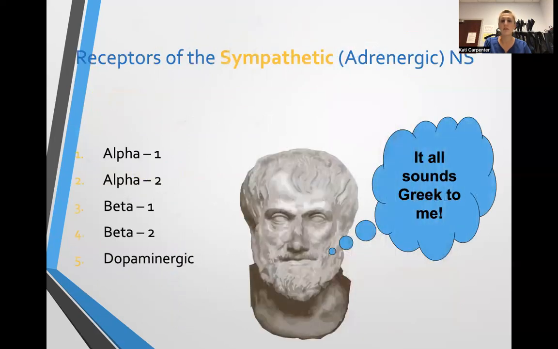The sympathetic or fight or flight receptors, so the adrenergic nervous system, are alpha 1, alpha 2, beta 1, beta 2, and dopaminergic, pertaining to dopamine. Yeah, I bet it does sound Greek to you. It can be a lot. Just make sure you're referring to, practicing, and studying that handout that I gave you.